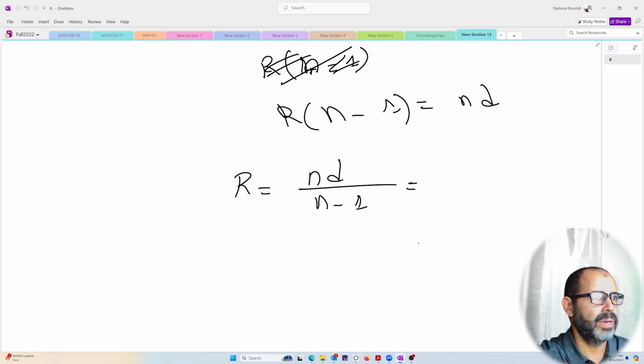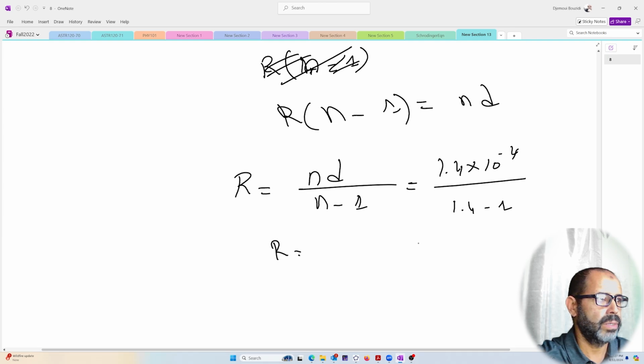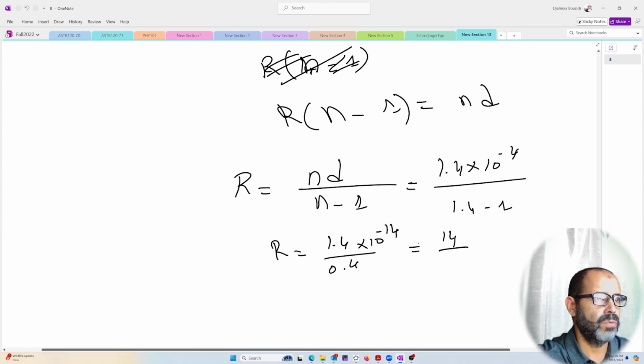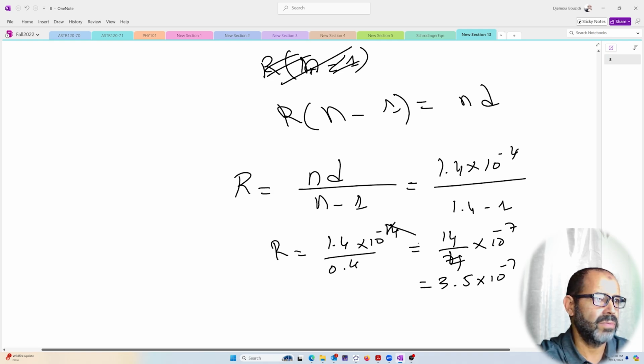So we have 1.4 times the diameter, which is 10 to the negative 4, divided by 1.4 minus 1. So from here, r is equal to 1.4 divided by 0.4 times 10 to the negative 4, or 14 over 4 times 10 to the negative 4. And 14 over 4 is 7 divided by 2, so it's 3.5 times 10 to the negative 4.